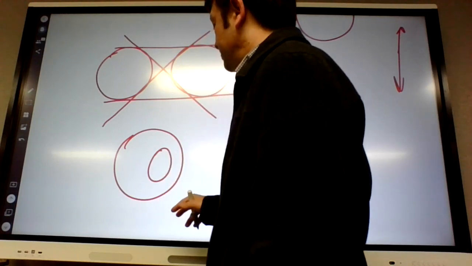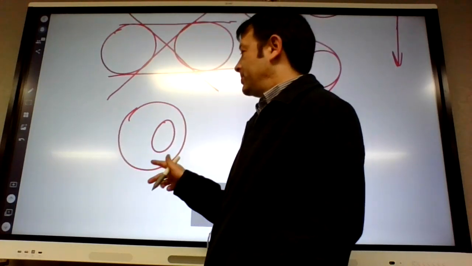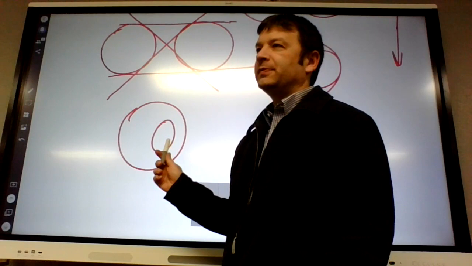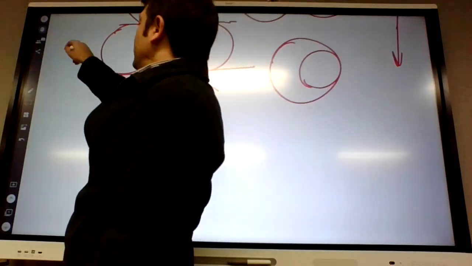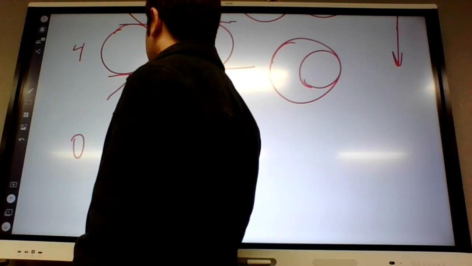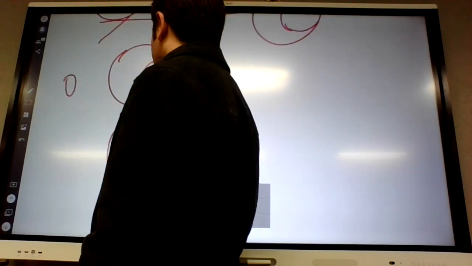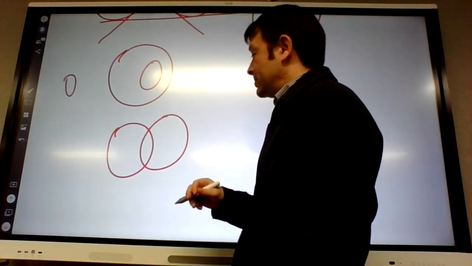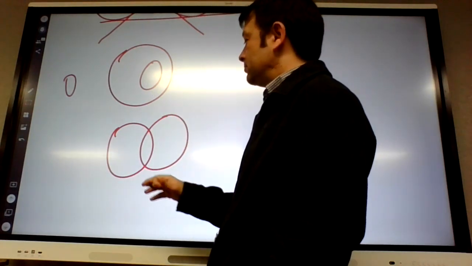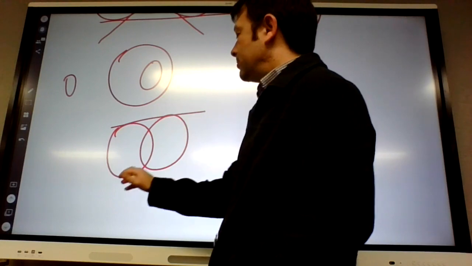Here's another picture where they're not tangent. How many common tangents do these two have? 0. So this one had 4, this one had 0. What if I draw like this? How many common tangents do they have? 2. Oh, you're correct.